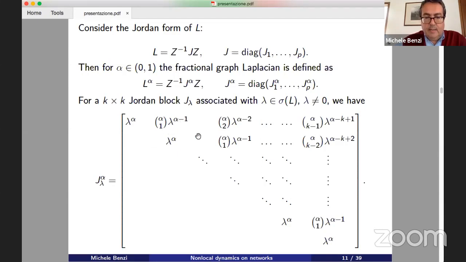So all the entries above the main diagonal would not be defined for lambda equals 0. This is important because it means that in order for the alpha power to be defined, we need the 0 eigenvalue to correspond to linear elementary divisors, or if you like, to 1-by-1 Jordan blocks. So we cannot have Jordan blocks of size 2 or larger associated with the 0 eigenvalue. But this is precisely what happens with the out-degree Laplacian of a directed graph.